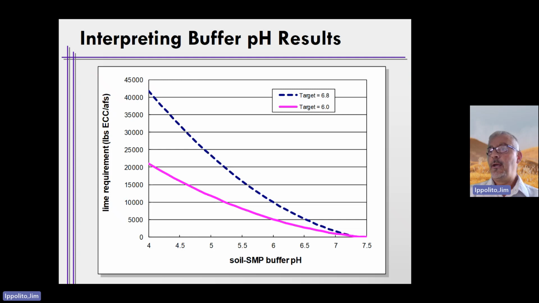Here on the x-axis is the soil SMP buffer pH, wherever it lies. Let's say it lies at, I don't know, 5.5. If you wanted to raise the pH of your soil to 6, you would go up from 5.5 vertically to the pink line, and it would tell you that you would need to add about 7,500 pounds of lime per acre furrow slice. If you wanted to target a pH of 6.5, you'd need to add probably 16,000 pounds. And this is how this works, okay? But there are other ways to do this.